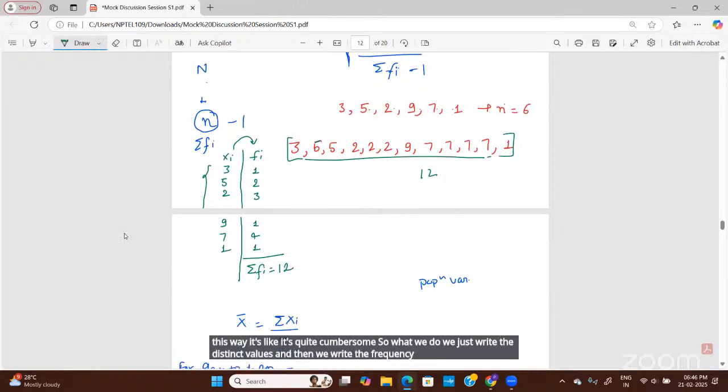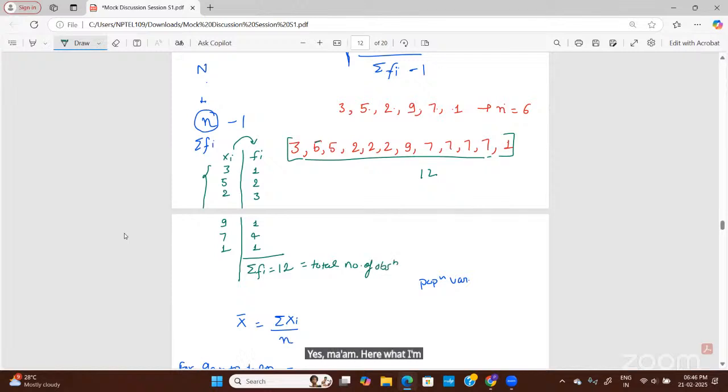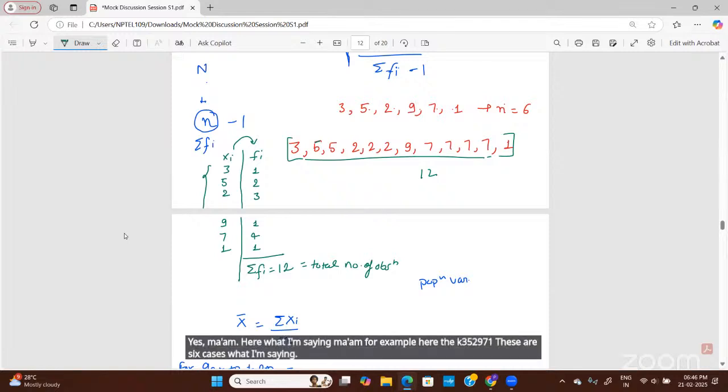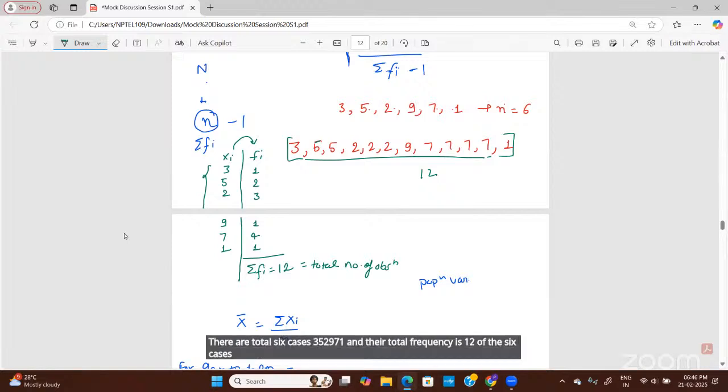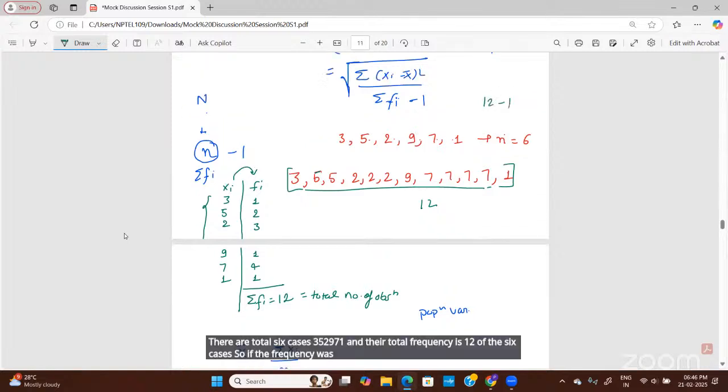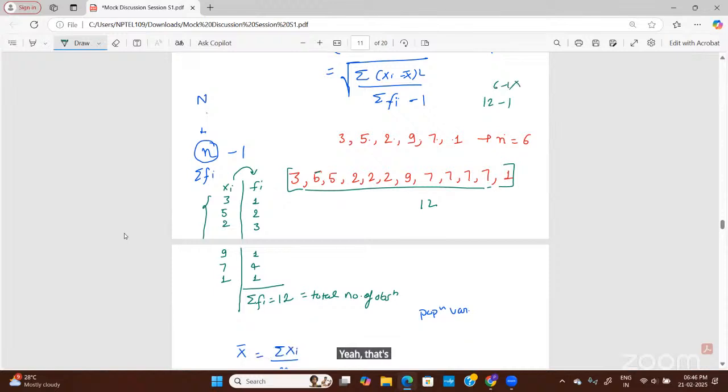Frequency, if you count it, is equal to the total number of observations only. Here, for example, these are 6 cases: 3, 5, 2, 9, 7, 1. There are a total of 6 cases, and their total frequency is 12. So in the sample variance, in this case, we will do 12 minus 1 and not 6 minus 1.